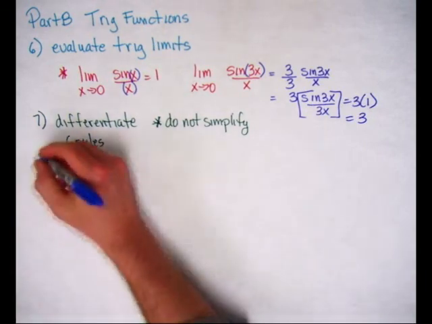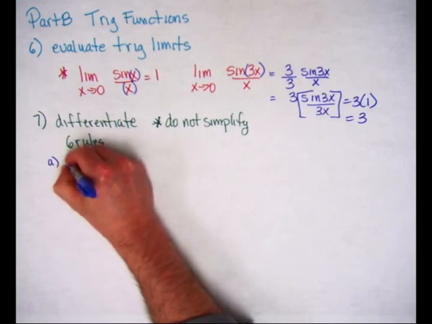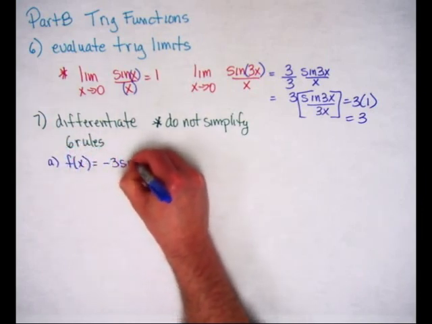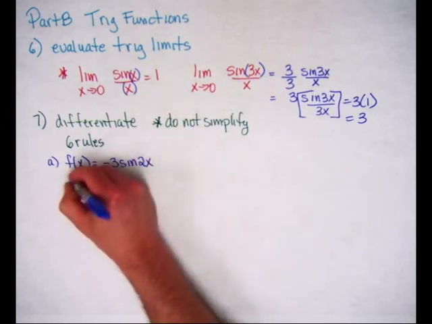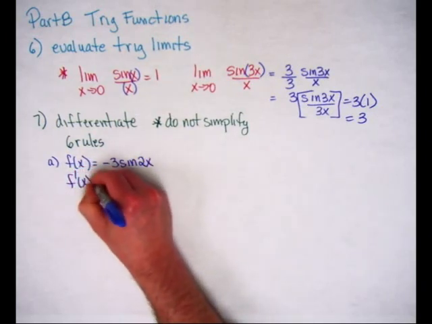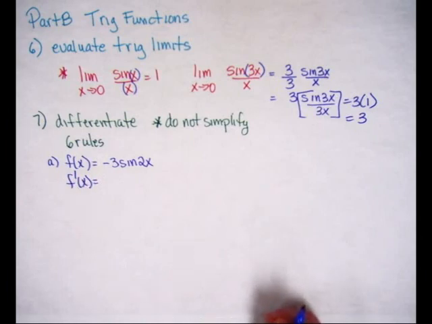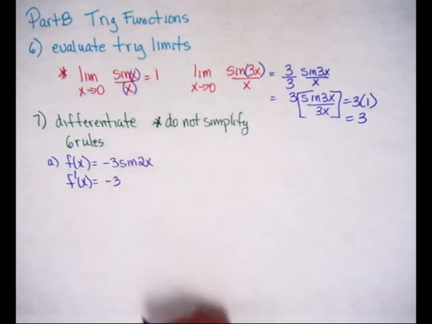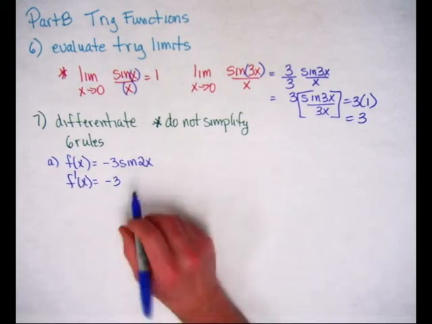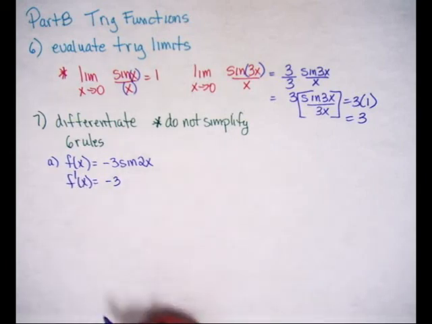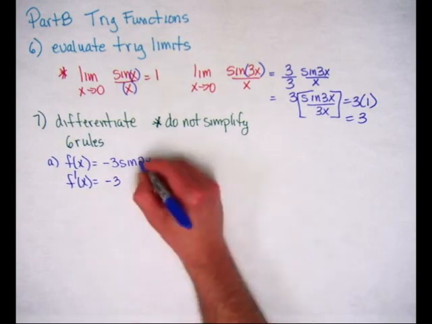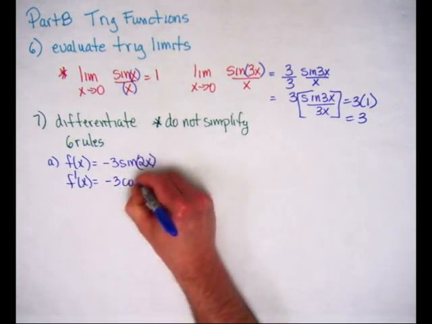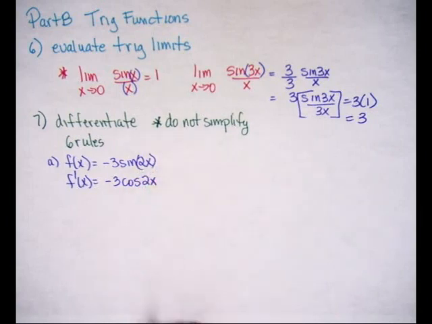thinking about it. For example, I could have something like f of x equals negative 3 sine 2x. And the question would be asking you to find the derivative f prime. So in this case, the negative 3 is a constant, so the negative 3 stays out front. You have to know the derivative of sine. The derivative of sine is cos, and the argument never changes. So the derivative of sine 2x would be cos 2x.